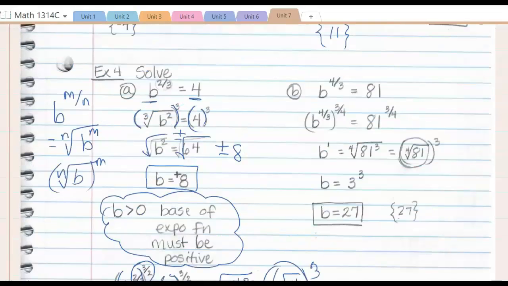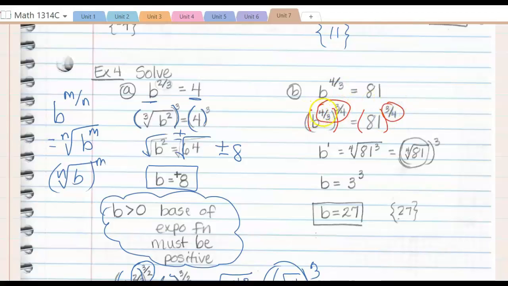Finally, let's practice that technique over here for part B. So what we're going to do, we have b to the 4/3, so I am going to put a set of parentheses, one on the left and one on the right, and then I'm going to put it to the power of its reciprocal. So 4/3 is going to have the reciprocal of 3/4, so I'm going to put the power of 3/4 on the left and the power of 3/4 on the right.